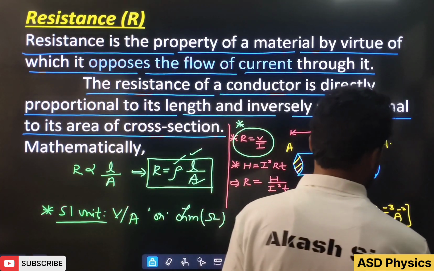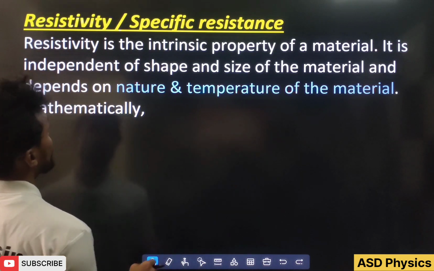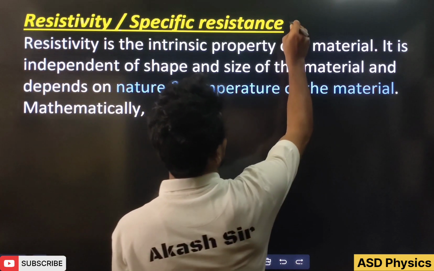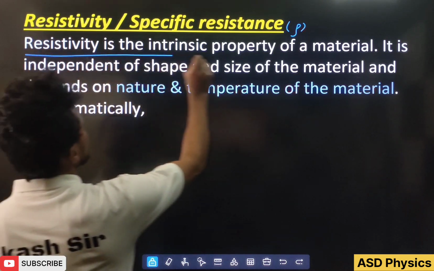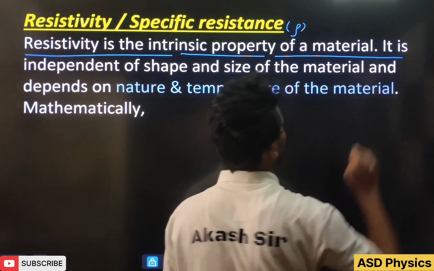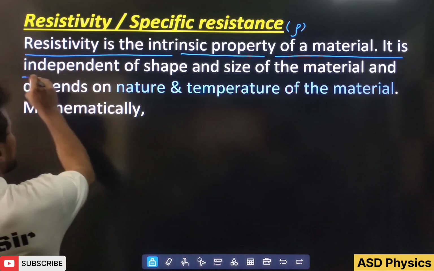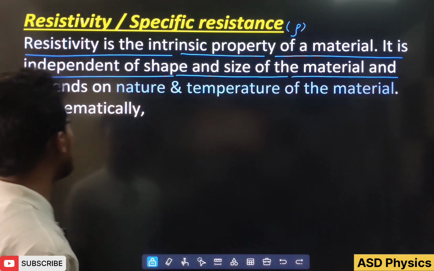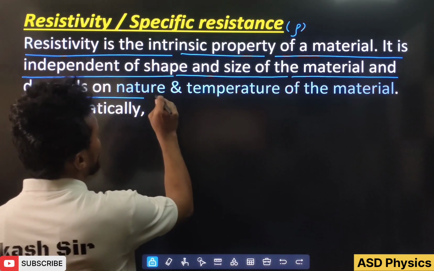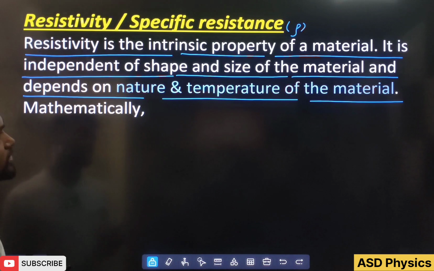Okay, great. Next one we are going to see in detail: resistivity or specific resistance. As I have told you, this is called the rho. So see here, resistivity is the intrinsic property of a material. Which property? Intrinsic property of material. It is independent of shape and size of the material and depends on nature and temperature of the material. Very, very important. Nature and temperature of the material.